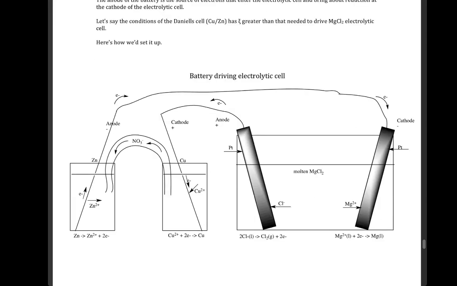Okay, so the battery is shown on the left side. We have the zinc and copper in separate compartments. We have the salt bridge between them. We have the zinc anode. We have the copper cathode. All that is over on the left side. You see what the two half reactions are.